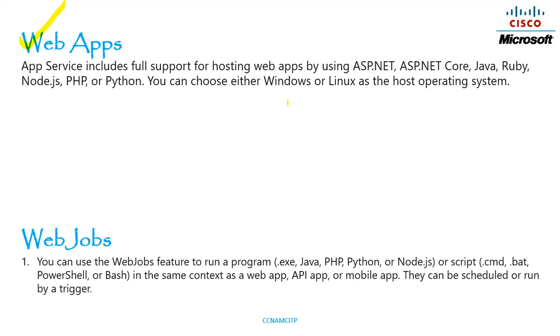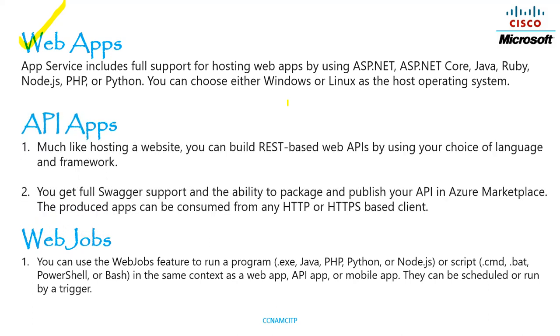First thing, okay. The next one is API apps. So guys, much like hosting a website, you can build REST-based web API by using your choice of language and framework, and you get full Swagger support and the ability to package and publish your API in Azure Marketplace. The produced app can be consumed from any HTTP or HTTPS based client.